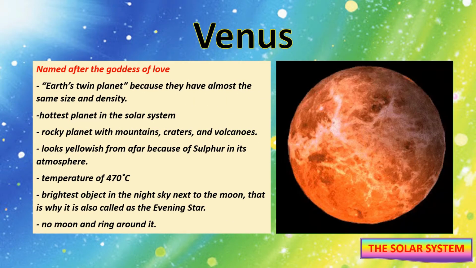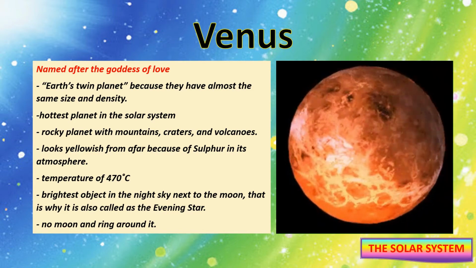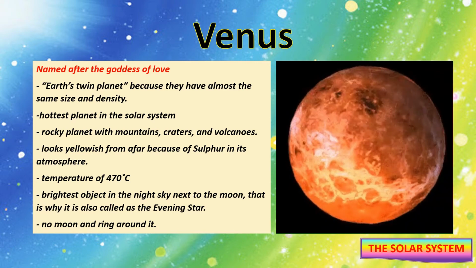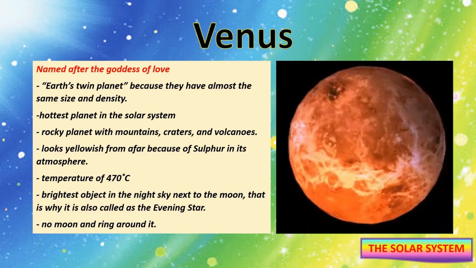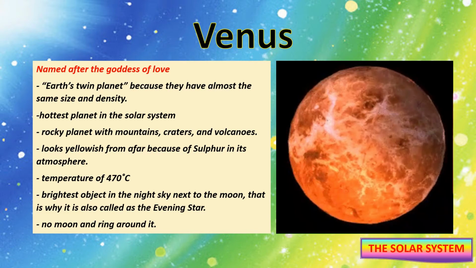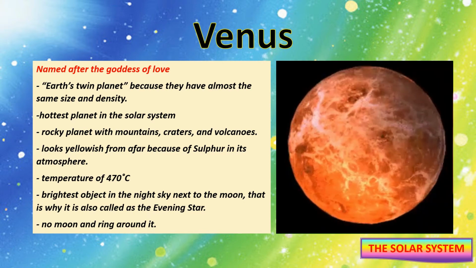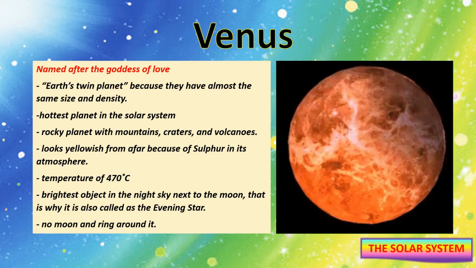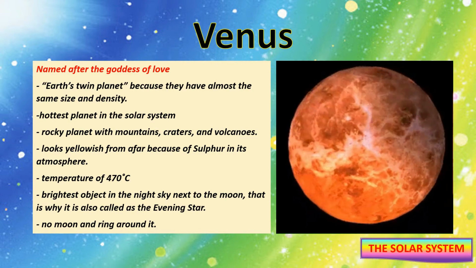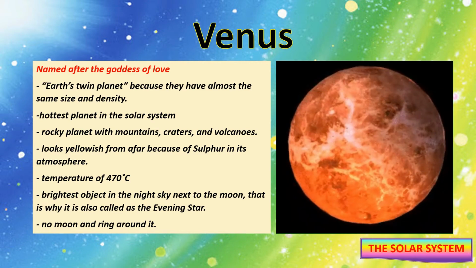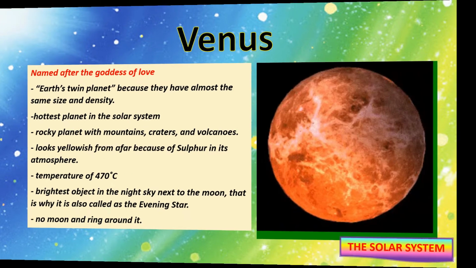The second planet is Venus. It is named after the goddess of love. It is considered as Earth's twin planet because they have almost the same size and density. It is the hottest planet in the solar system. It is a rocky planet with mountains, craters, and volcanoes. It looks yellowish from afar because of sulfur in its atmosphere. It reaches a temperature of 470 degrees Celsius. It is the brightest object in the sky next to the moon. That is why it is also called the evening star. It has no moon and ring around it.